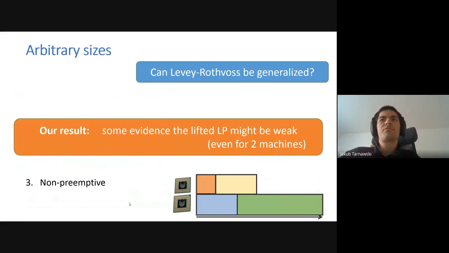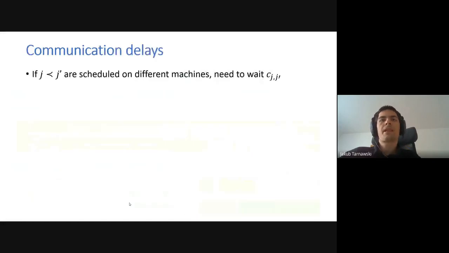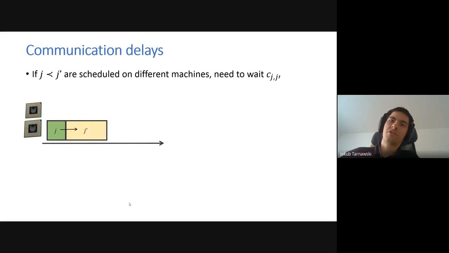Okay, and one other thing that we also address is the setting of communication delays. So this is the following thing. If you have 2 jobs, J and J prime, that have a precedence constraint, if they are scheduled on different machines, then you need to wait some amount of time between the finish of the first job and the start of the second one.